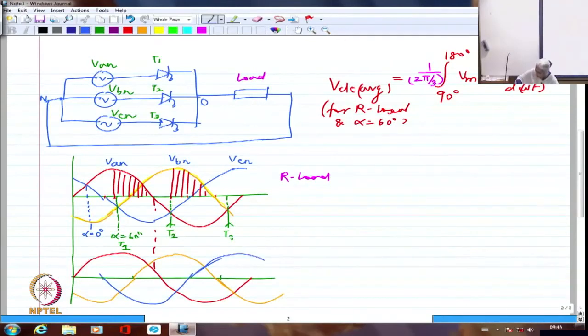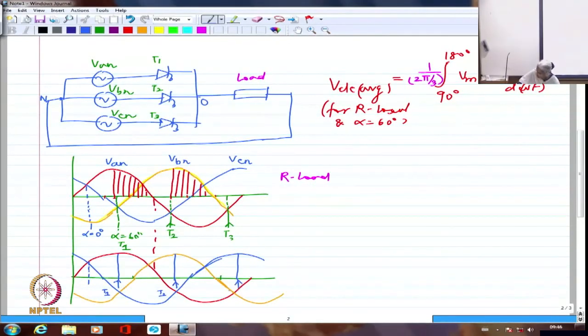I am firing again at alpha equal to 60 degrees. I am taking as though we are firing at alpha equal to 60. So this is alpha equal to 0. So from here this is 30, this is 60. So I am going to fire at this point and this point respectively. So here is where T1 is fired, here is where T2 is fired, and here is where T3 is fired. Right?